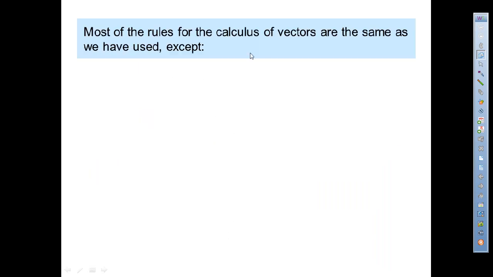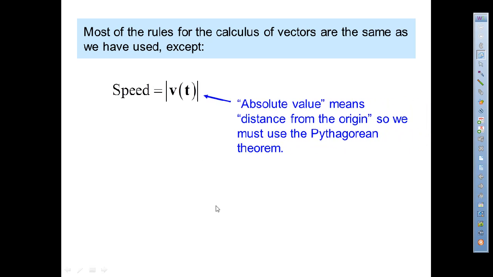All right, now most of the rules for the calculus of vectors are the same we have used, except speed, in this case, is the magnitude of velocity, not the absolute value. It's the distance. Direction is the velocity vector divided by the speed. So you'd have to find the speed, or the magnitude of the velocity vector. You divide that into the velocity vector, and that's going to give you the direction.